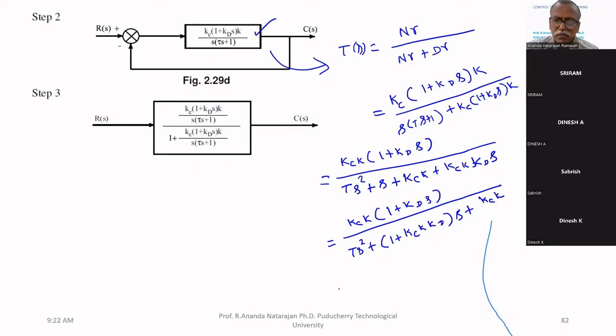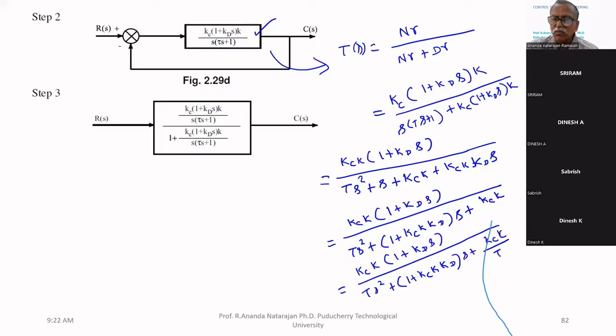KCK. That is equal to, if you divide this by tau, what you will get? KCK (1 plus KDS) upon tau S square plus (1 plus KCK KD) S plus KCK by tau. Sorry, this is divided by tau. This is also divided by tau.